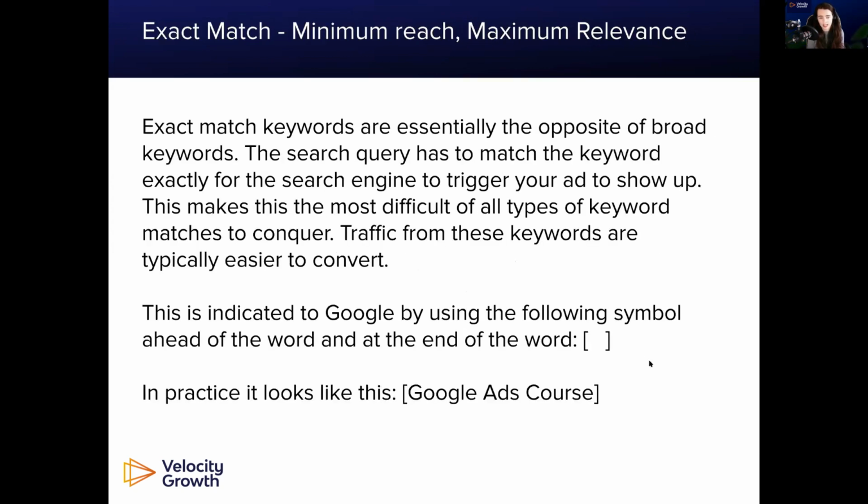The next one is exact match, and exact match again can be very beneficial for your business. Exact match keywords are essentially the opposite of broad keywords. The search query has to match the keyword exactly for the search engine to trigger your ad to show up. This makes it one of the most difficult keyword types to master, but the traffic from these keywords typically is easier to convert and is typically of higher value to your business. It's indicated to Google by using square brackets at the start and end of the words, and in practice it looks like this.